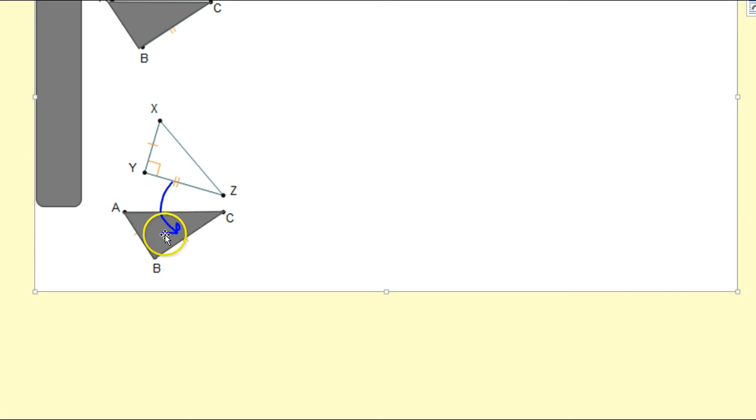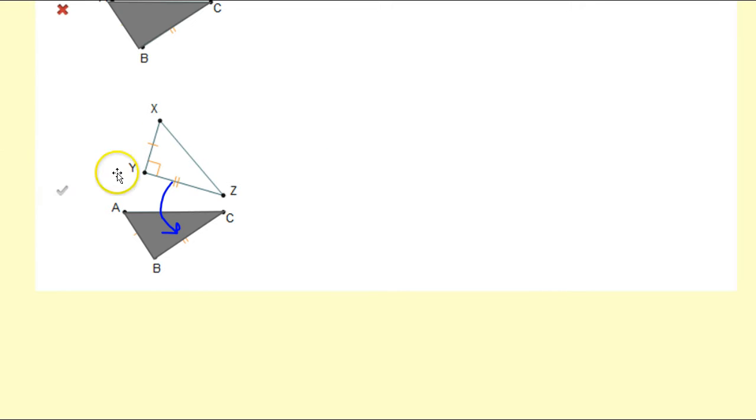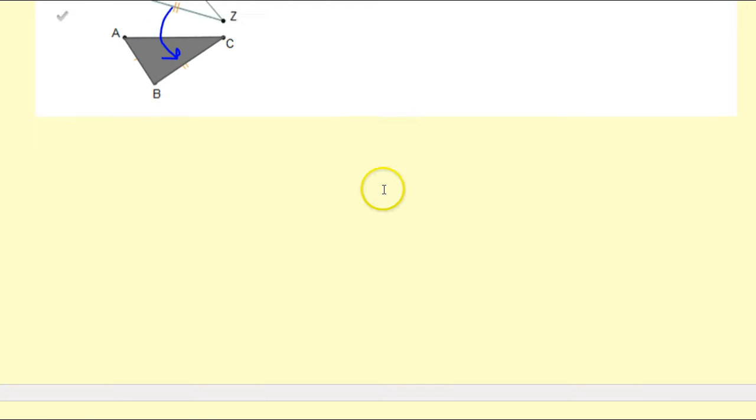Okay, so eventually they will match, but I had to slide it down and then rotate. So that's what we wanted. A translation and a rotation. So that's why that's the answer.